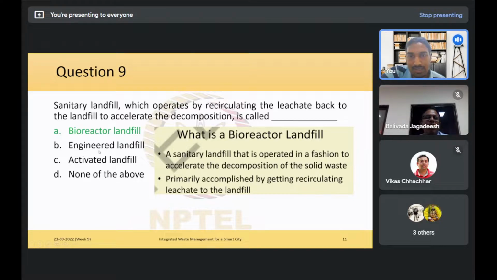We also looked at the engineered landfill. That is a landfill which is designed to keep the leachate from leaking into the groundwater, and also not letting the gases go directly into the atmosphere. We use liners and also a cap to seal it. That's what an engineered landfill is. Whereas a bioreactor landfill is where the acceleration of decomposition takes place by recirculation of the leachate. So that's the difference.